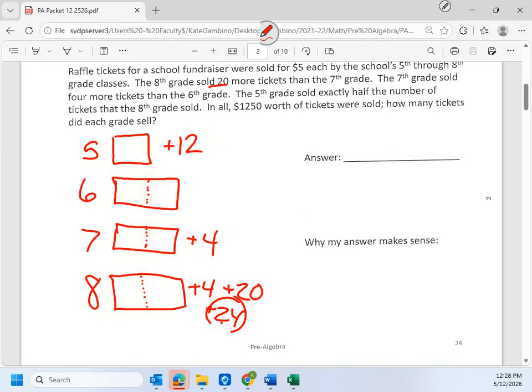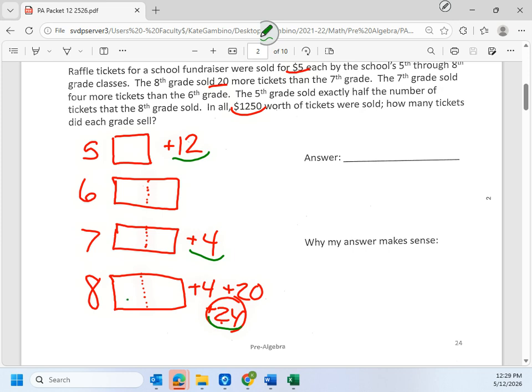So now we know that they sold tickets for $5 each and they sold $1,250 worth. You need to figure out how many tickets that is. So if they have $1,250, how many tickets would that have been if each ticket was $5? Once you figure that out, you're going to want to subtract off those extra tickets. Not monies, how many extra tickets.